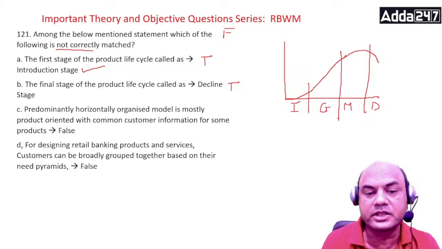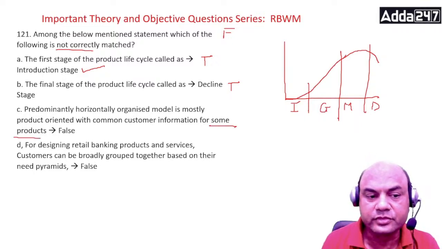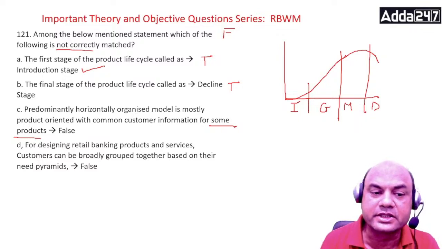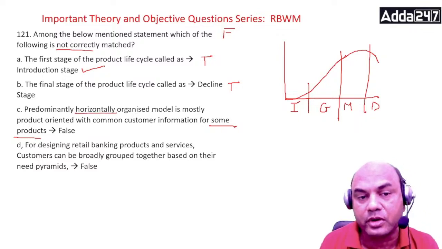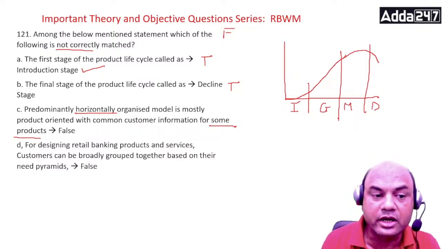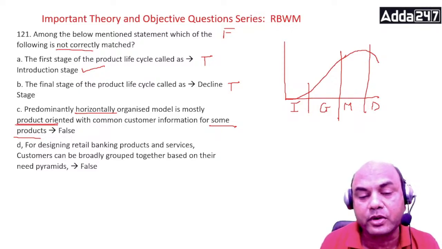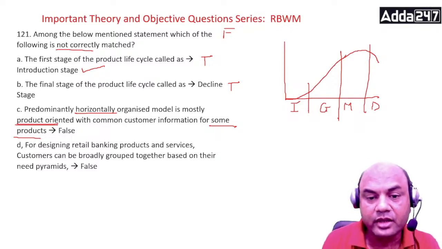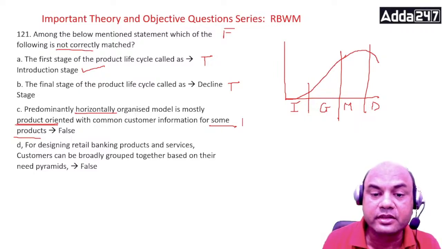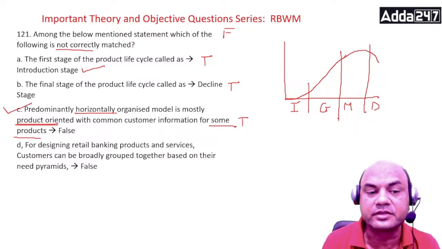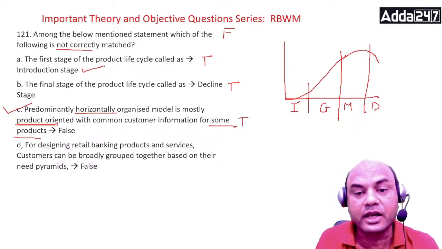Predominantly horizontally organized model is mostly product oriented with common customer information for some products, some. Remember this: predominantly horizontally organized means some data is shared among all the products, and product oriented means the data is shared within the same product but not within other products. So this answer is true, but what is given? It's given as false. So this is not correctly matched. So this is your answer.